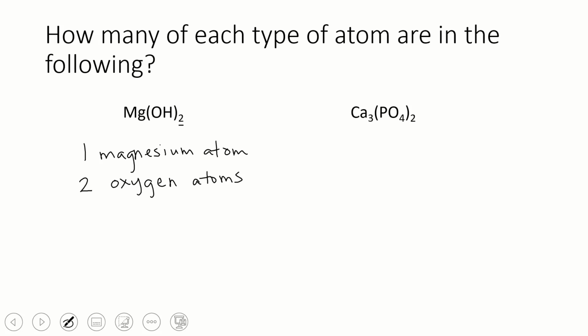I'm going to do the same thing for hydrogen. So since hydrogen is inside the parentheses, I'm going to take its subscript, which is an understood 1, and multiply it by the subscript outside of the parentheses, which is a 2. So 1 times 2 means I also have 2 hydrogen atoms.